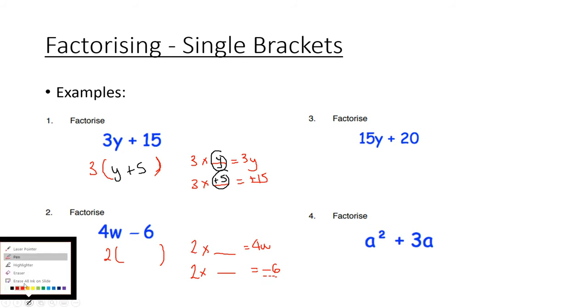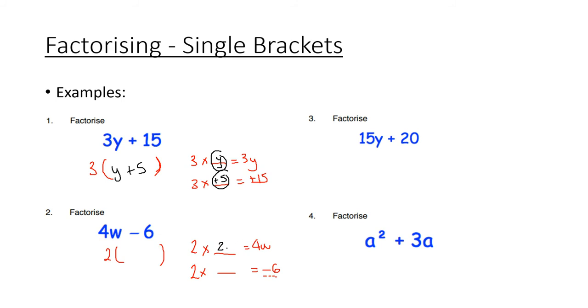Okay, so 2 times by what gives me 4w. So to get to 4, you have to multiply 2 by 2, and then that w. So 2 times by 2 gives you your 4, and then multiply by your w gives you the 4w. So 2 times by what gives you the negative 6. So remember, a positive and a negative gives a negative, so your answer is going to have to be negative. And then 2 times by what gives you 6, the answer is 3. So now that you've found these out, all you have to do is just write it inside your bracket.